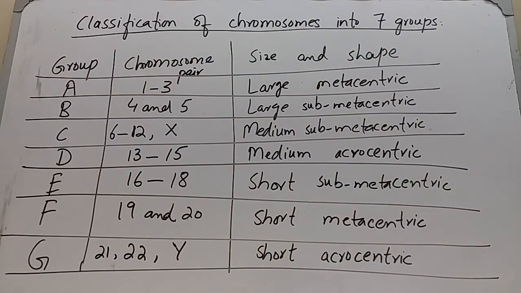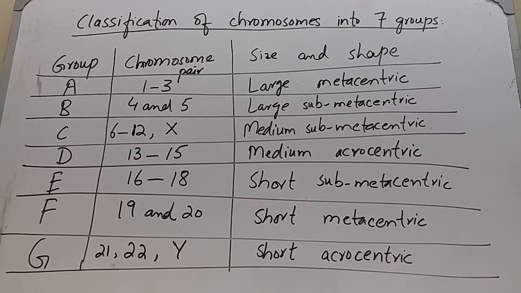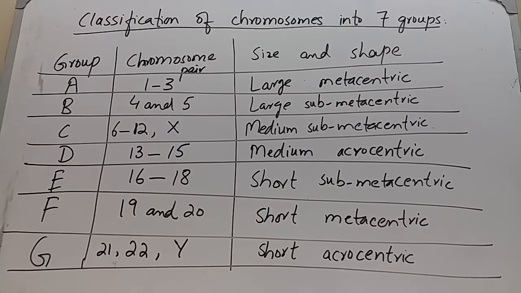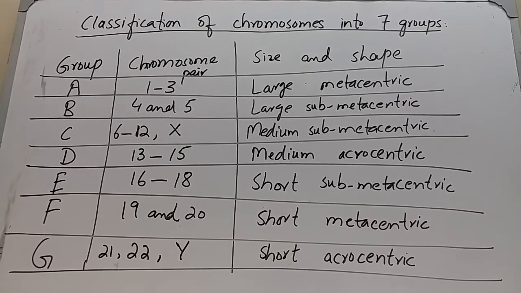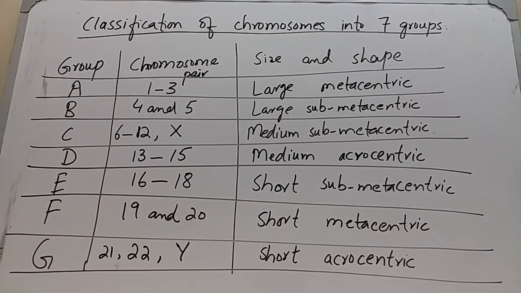The fourth group is D group. It includes chromosome pairs 13, 14 and 15. It is medium acrocentric. The fifth group is E group, including pairs 16, 17 and 18. They are short submetacentric in shape. And group number 6 is F group. It includes chromosome pairs 19 and 20, and they are short metacentric in shape.